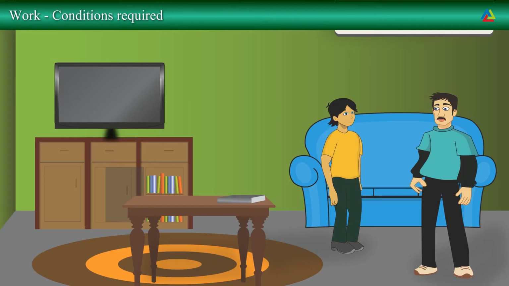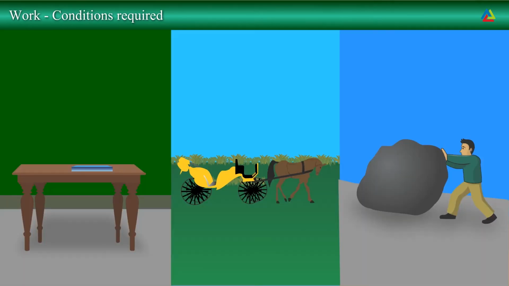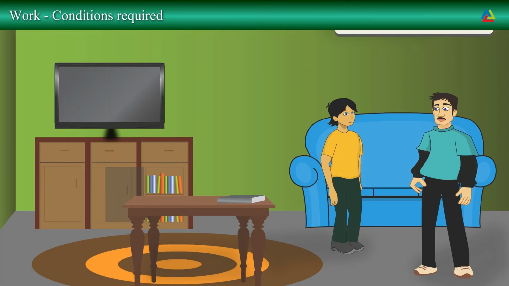From the definition of work, we should understand the two conditions required for work to be done. A force should act and the object must be displaced. Let us take three examples: a book lying on the table, a horse pulling a cart, and a man pushing a huge rock. Now tell me, Tanmay, in which cases is work done?